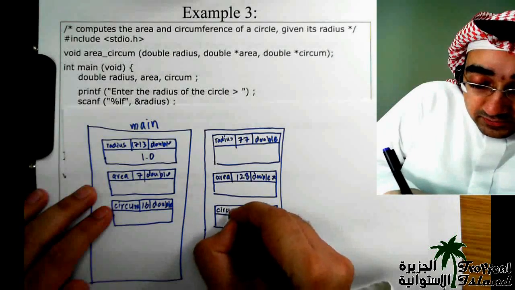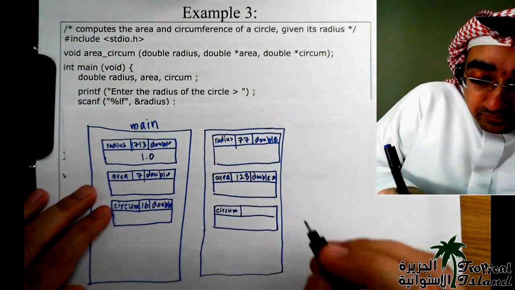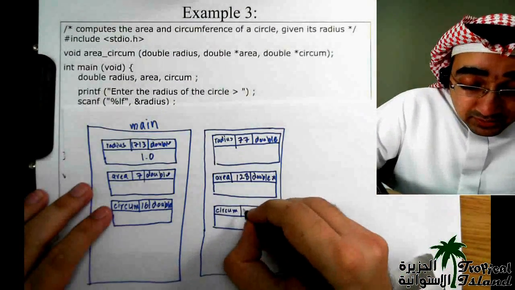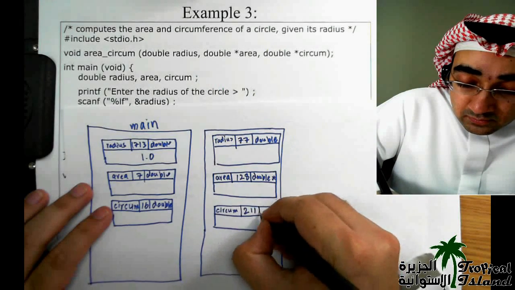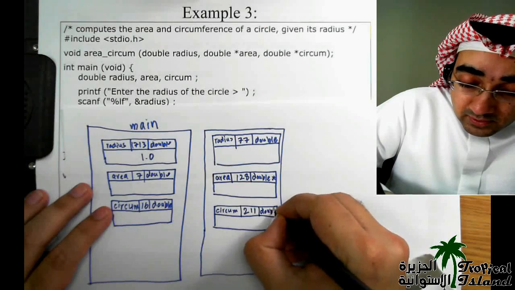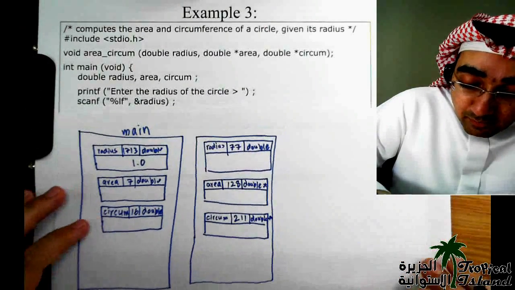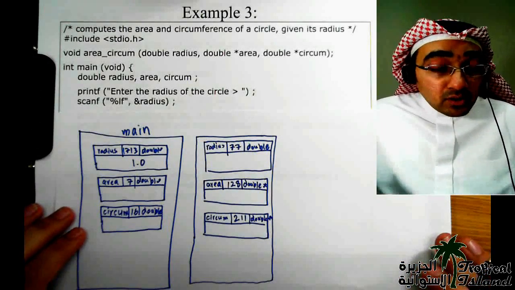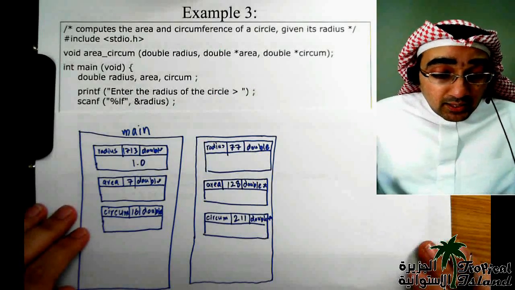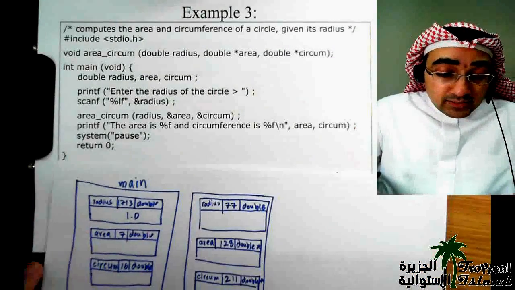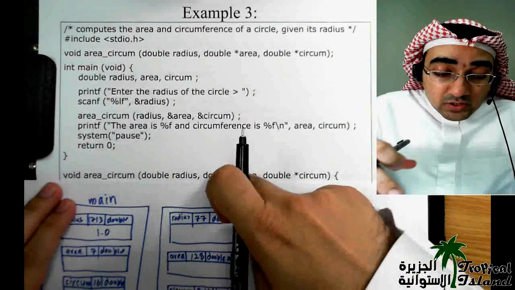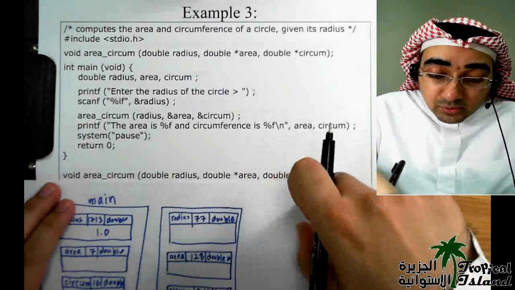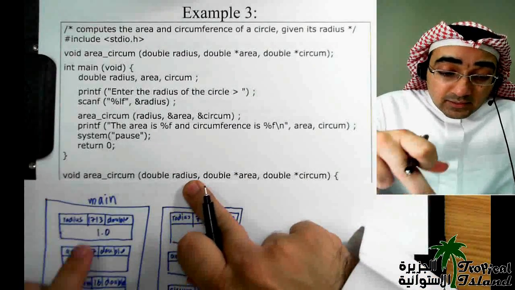And then we have the third, which is circum. And this might be in a memory location like 211. Let's type double pointer. Okay, so it's a double pointer. And after we declare this, we have to go to our function. Okay, so this is the function. So we declare the radius, the double pointer area, double pointer circum, and now we have to pass the values.